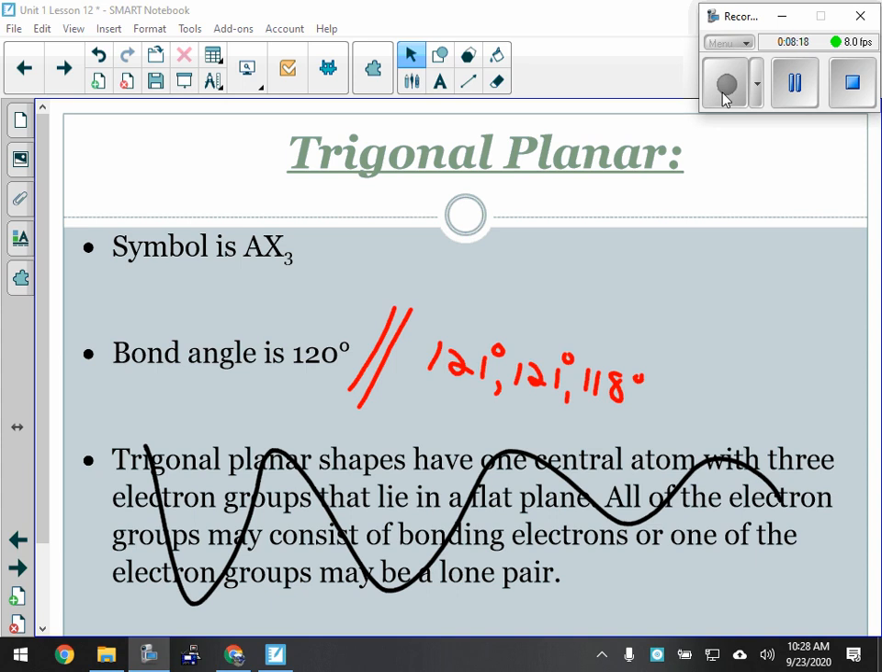There's 2 different possible, the symbol's AX3, trigonal planar. Notice 3 things around the central atom, yes, trigonal planar. There's different bond angles for these. So there's one that does 120, 120, 120. Okay, we'll show you that. And there's one that does 121, 121, and 118. And you're going to see which one is which, basically, once I draw these out for you here.